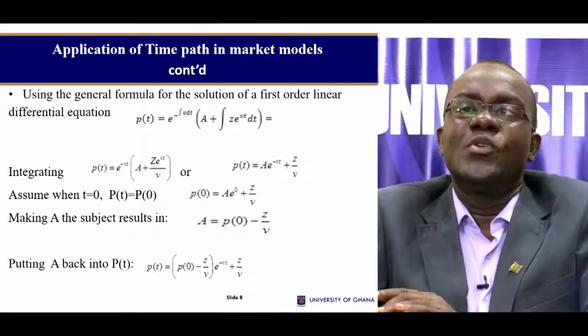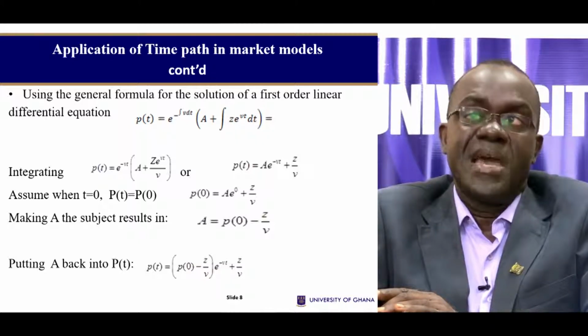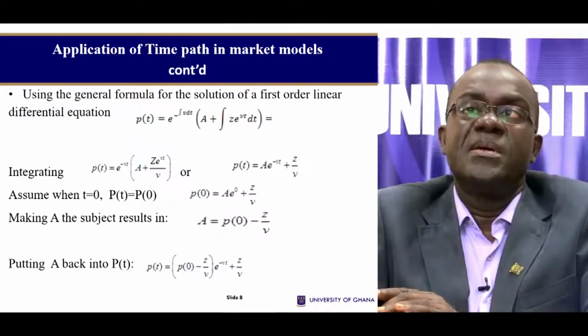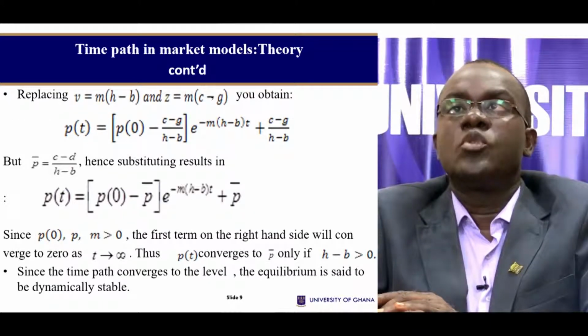All right? So this is how the price of this commodity moves with time. Now, there is one thing I would like you to go back and check. Notice that we have V to be equal to that, and then Z to be equal to that.